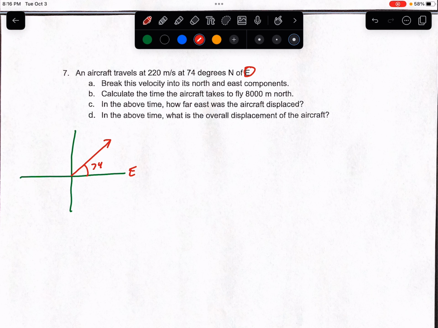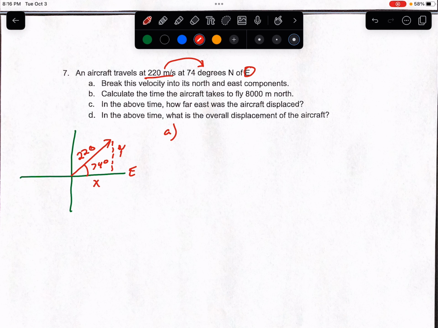So 74 degrees. And anytime I give you a value with an angle, that means that is the hypotenuse that goes with that angle. So that is going to be 220 right there. What we're going to need to do is break this triangle down into its x component, its horizontal component, you can label it whatever you want, I usually just use x with horizontal. And we're going to break it into our vertical component, and I just use y. That is part A.